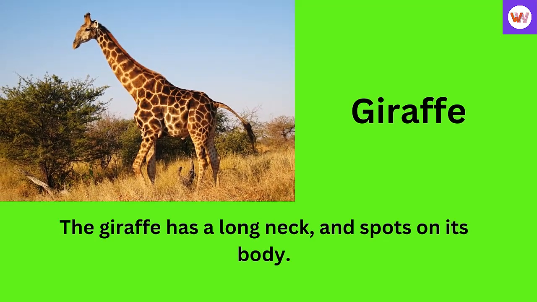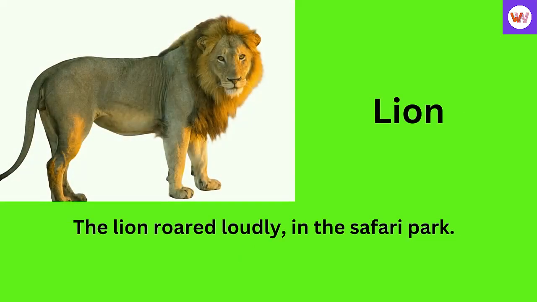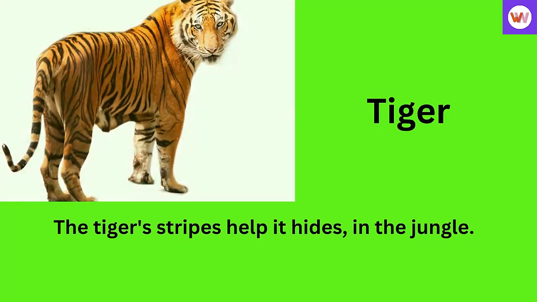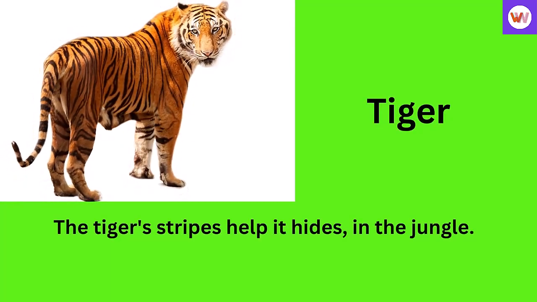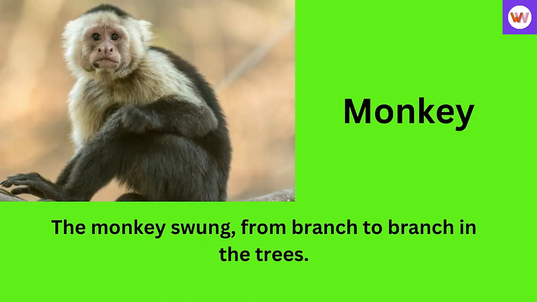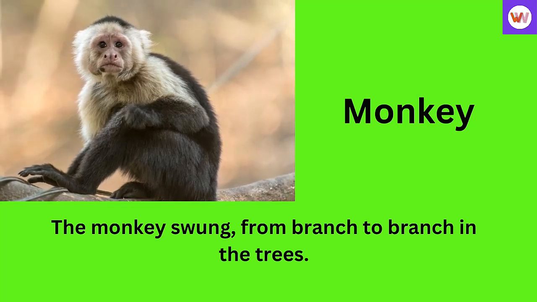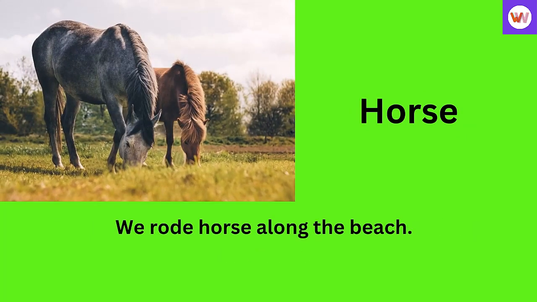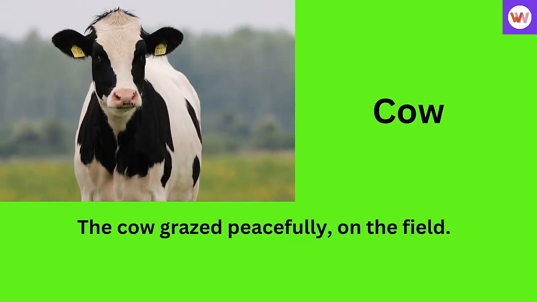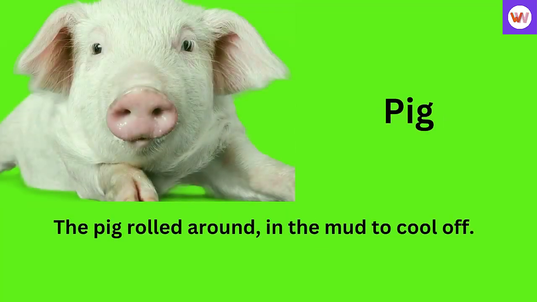Giraffe. The giraffe has a long neck and spots on its body. Lion. The lion roared loudly in the safari park. Tiger. The tiger's stripes help it hide in the jungle. Monkey. The monkey swung from branch to branch in the trees. Horse. We rode horses along the beach. Cow. The cow grazed peacefully on the field.